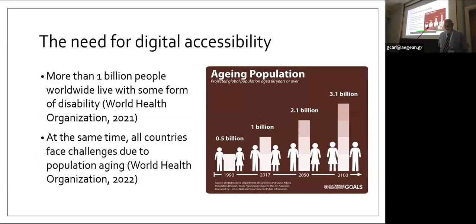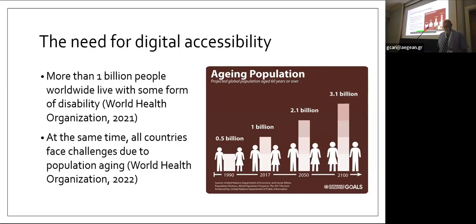Let's look at some important statistics. According to a 2021 report by WHO, the World Health Organization, more than 1 billion people worldwide live with some form of disability. This represents 16% of the world's population.